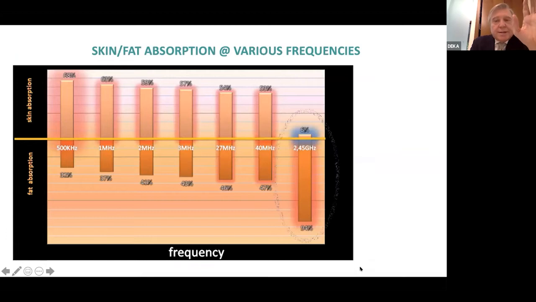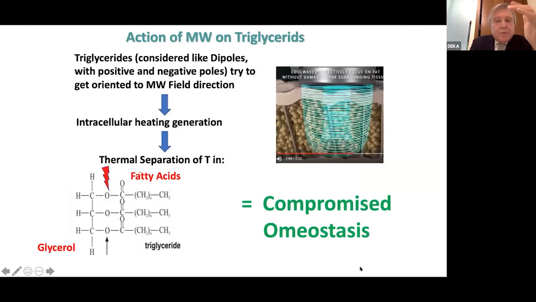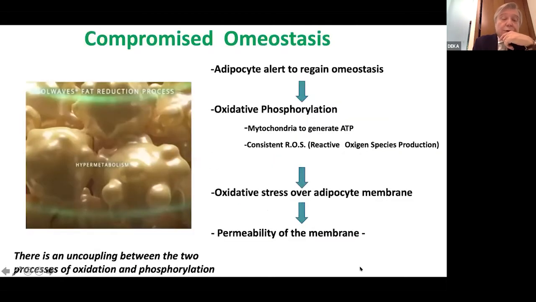First, to stress the frequency, 2.45 gigahertz, allows us to be very selective for the fat, skipping the skin. Second, once we have reached the fat, we have a sort of intracellular heating generation with a thermal separation of triglycerides in fatty acid and glycerol with a compromised homeostasis. This leads to a sort of uncoupling between the two processes of oxidation and phosphorylation.